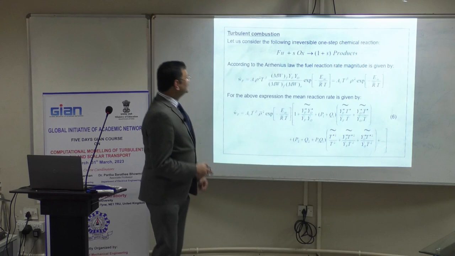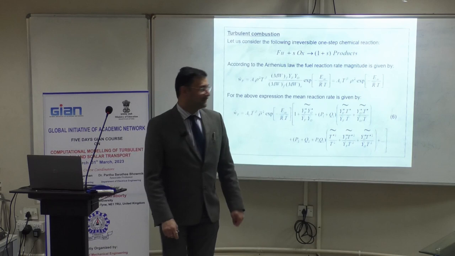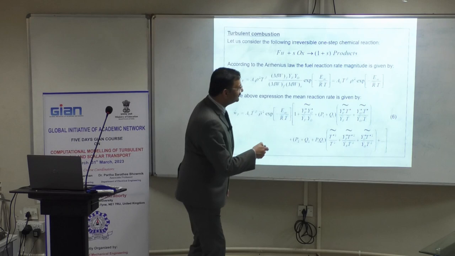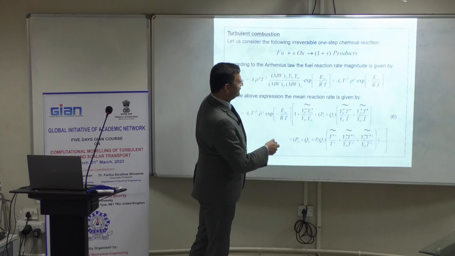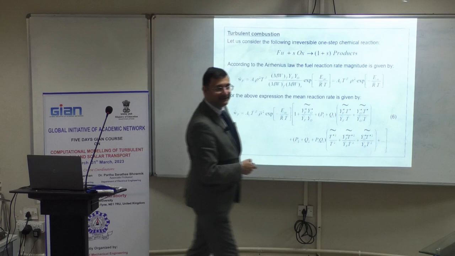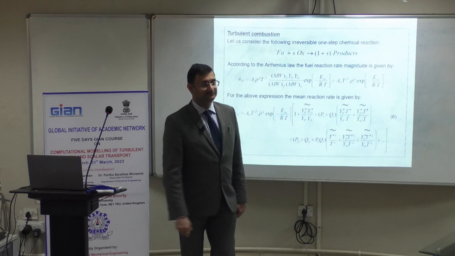Now, let's say this is my expression. If I now consider that I am going to express all of these things based on the expansion of T as T tilde plus T double prime, you can essentially put whatever YF as YF tilde plus YF double prime, YO tilde, YO double prime. You are going to get this, which is essentially a grand mess. There is no end to it.